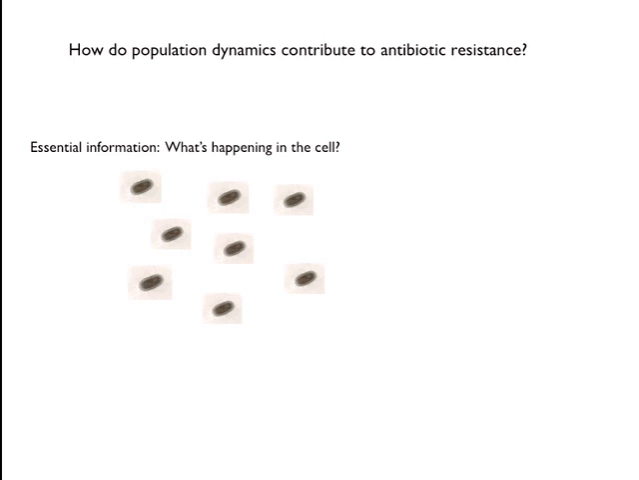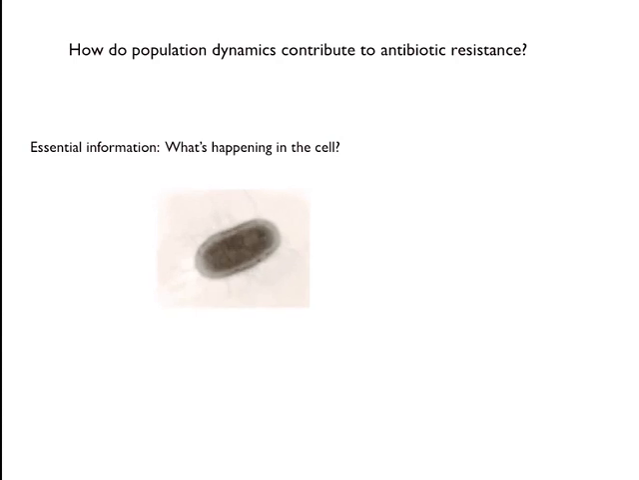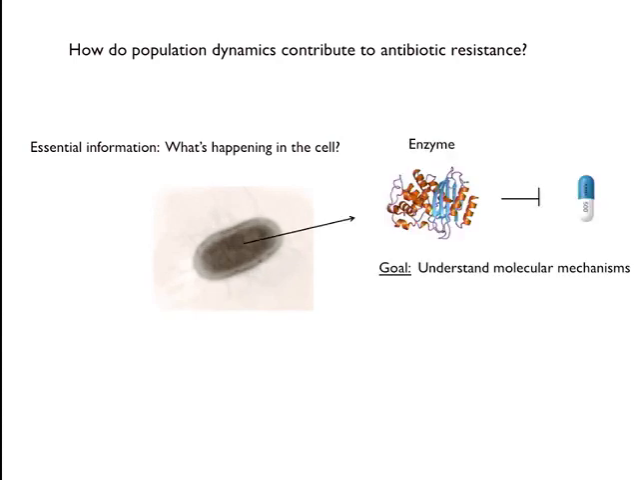So the main question we want to ask is, how do population dynamics, and I mean populations of bacteria, not populations of people, contribute to antibiotic resistance? What are those population dynamics? There's some essential information we have to know, and one of the classical ways to address this problem is you zoom in on a cell and ask, what's inside of that cell? What's going on to make this cell resistant to a drug?